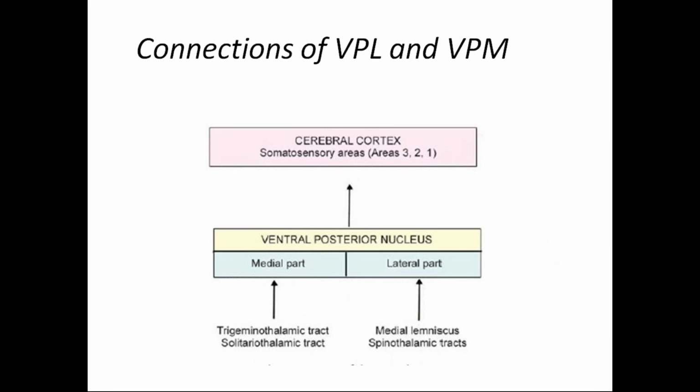Connection of ventroposterolateral and ventroposteromedial: all sensations are received by this, by spinal lemniscus, medial lemniscus, trigeminal lemniscus, and the taste fibers by the solitary thalamic tract, and getting interpreted out here in the cerebral cortex.